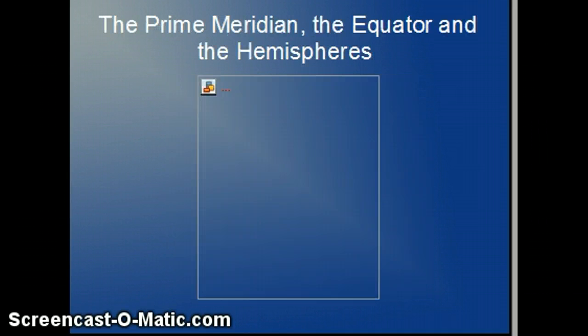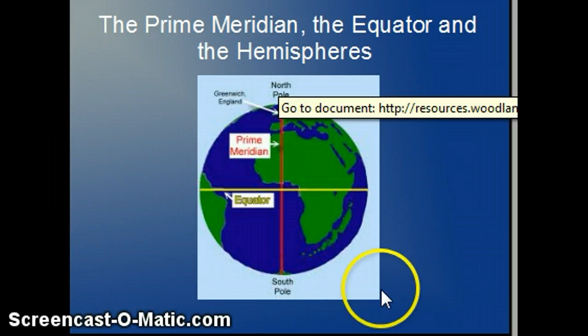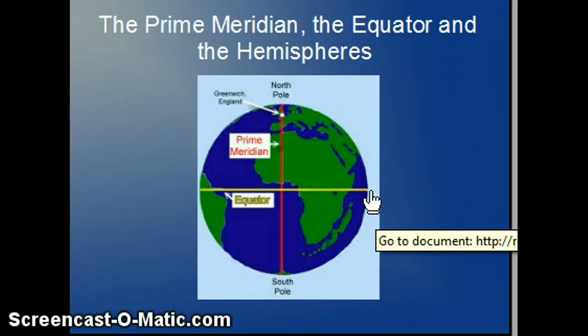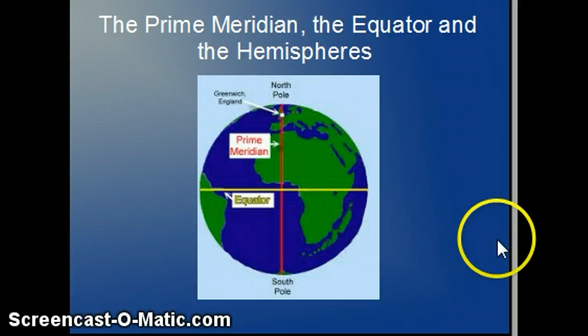Now let's get a little bit more specific. The equator is breaking the globe into two hemispheres. The equator is the yellow line directly across the middle. Everything found north of the yellow line is the northern hemisphere. Everything found south is the southern hemisphere. The vertical line called the prime meridian runs from the North Pole to the South Pole and divides the Earth into east and west halves.